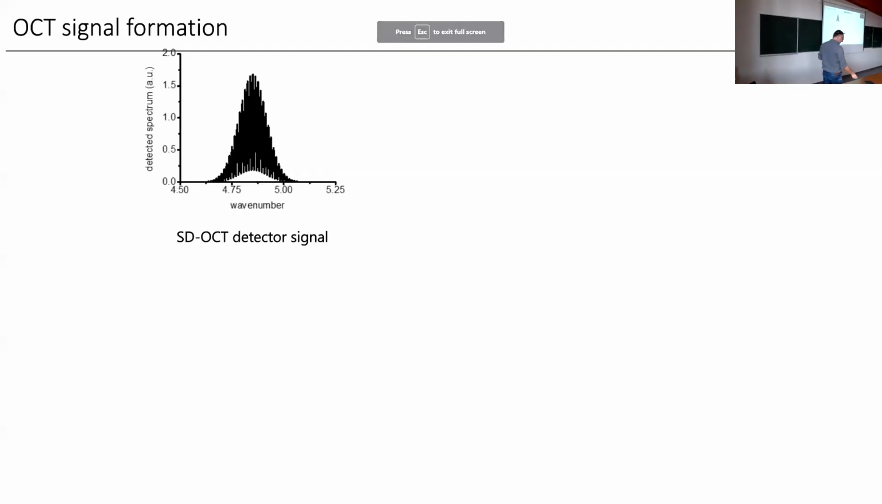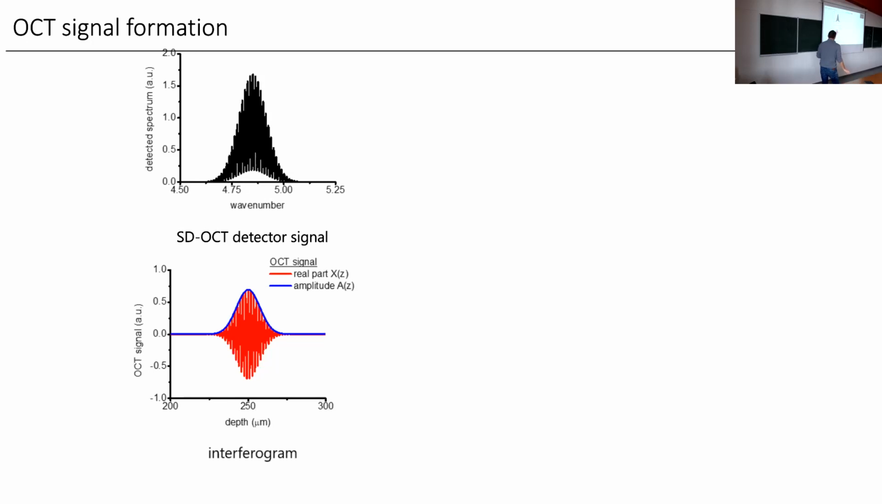Let's look again at the signal formation. The detected signal in the spectral domain system, as a function of wave number, is a certain spectrum. If the sample tissue consisted of only one mirror, then this is what the result would be after Fourier transform. The real part of the interference element is the modulated part. Plot the imaginary part and the amplitude.